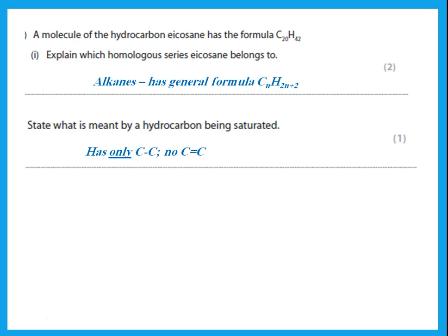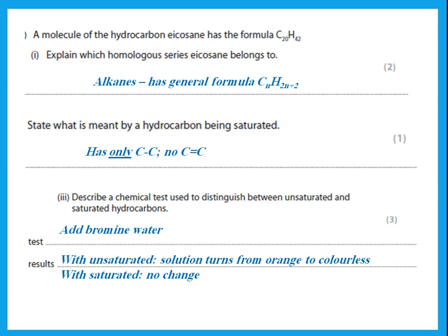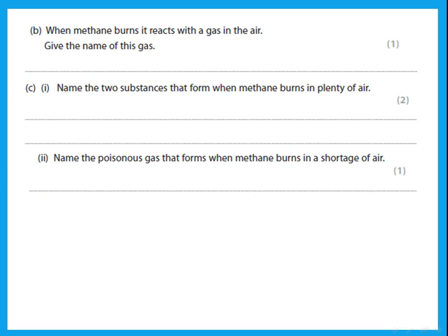Okay? State what is meant by a hydrocarbon being saturated. We said saturated means what? It means that it has only C single bond C, or it doesn't have any C double bond C. Describe a chemical test used to distinguish between unsaturated and saturated. We said the test here would be to add bromine water. With unsaturated, the solution turns from orange to colorless. With saturated, there is no change to the color.